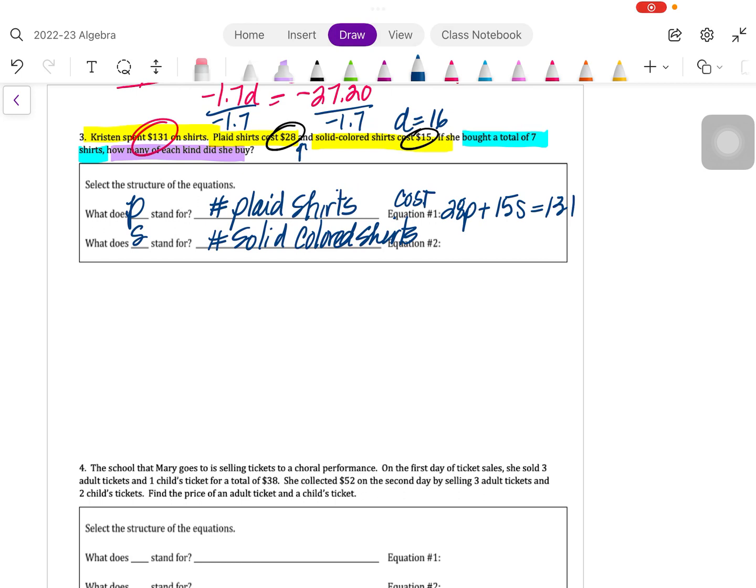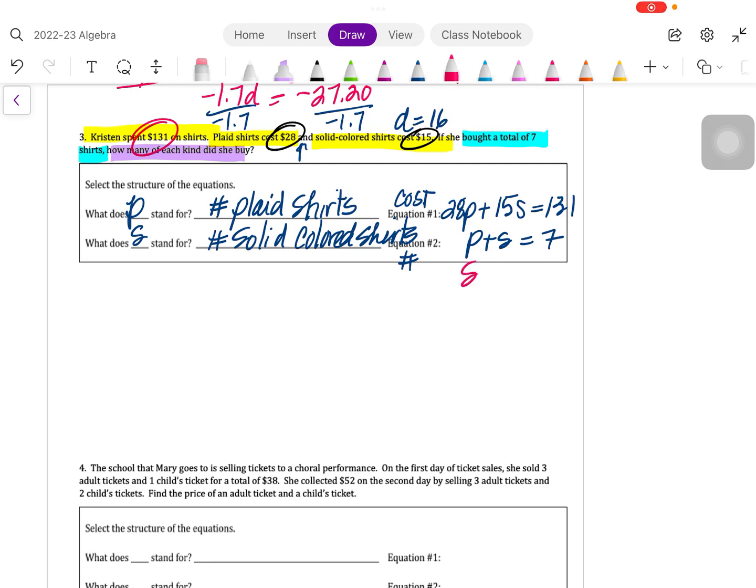Now we're going to deal with the total number. Okay, total number. So she bought 7 shirts all together. Some are plaid, some are solid. So P plus S equals 7. Okay, this particular system is very, very much like the one you just saw above. So again, even though they're both in standard form, I'm not going to solve this one using elimination, although you could if you wanted to multiply through and change the second equation. In my opinion, it's much easier to solve this using substitution.